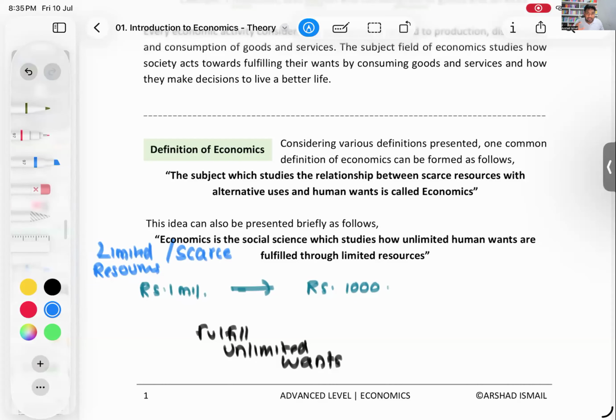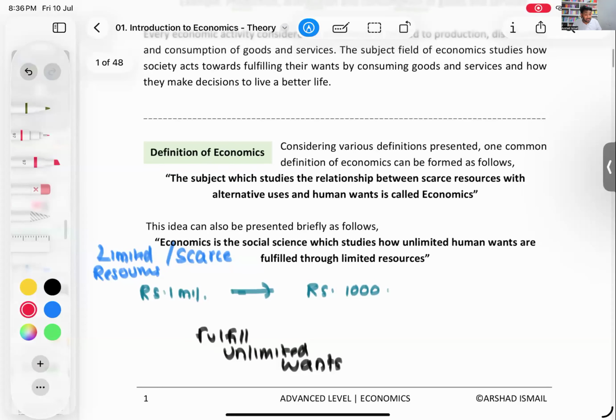So economics is about how we use these limited resources to fulfill our unlimited wants. How do we manage this properly? How, as a person, do we manage it properly? How does a business do it? How does a government, how does a country do it? Economics is about that. So if you look at this, look at the definition. I am saying economics is a subject which studies the relationship between scarce resources.